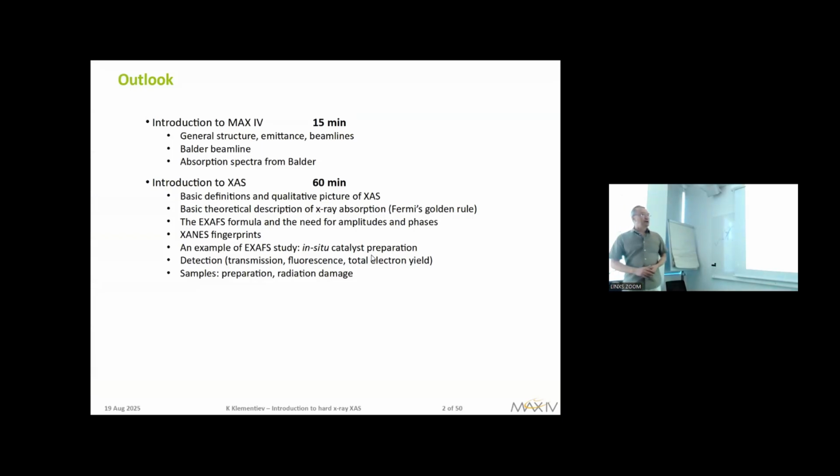This is my intention, what I will be talking about. First, I will introduce synchrotron very briefly, and we'll talk briefly about emittance, because Max 4 is about small emittance. Also briefly about Balder beamline and absorption spectra that we produce at the beamline. And only after I will go to the general technique, the absorption spectroscopy, not inversely. Typically you see it inversely. Because I thought this is the way many of our users see it.